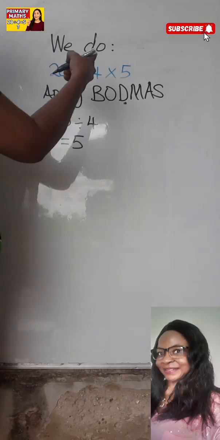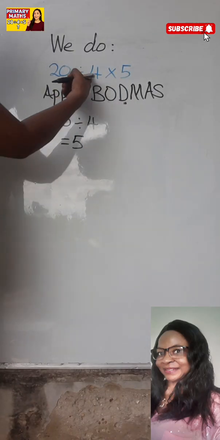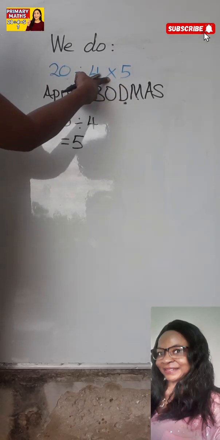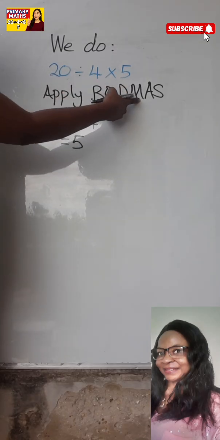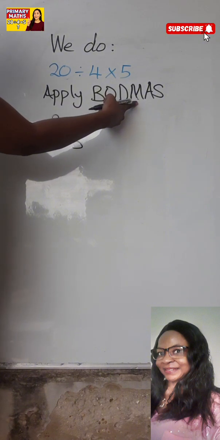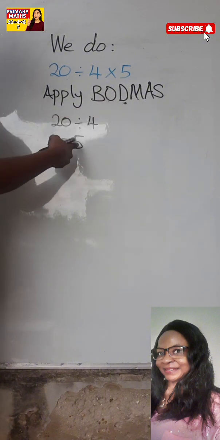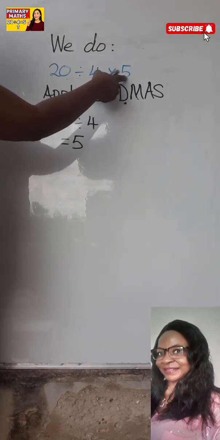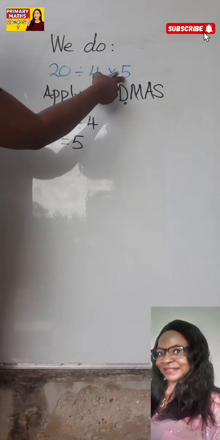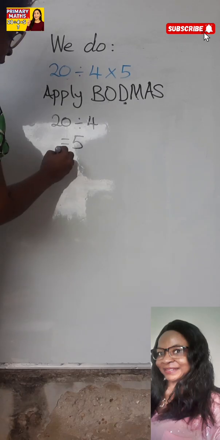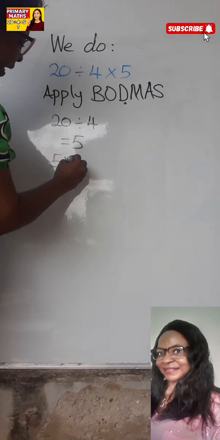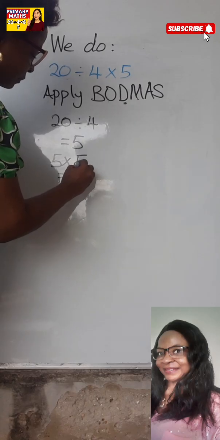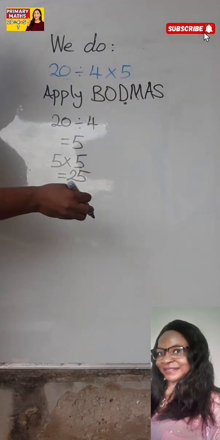And we are going to solve the next. We already have this. What follows? We have multiplication, as we have it in BODMAS, the order of operation. So we say this 5, which is the result of 20 divided by 4, multiply 5, which is the next number to solve. So 5 times 5 gives us 25. And that's our answer.